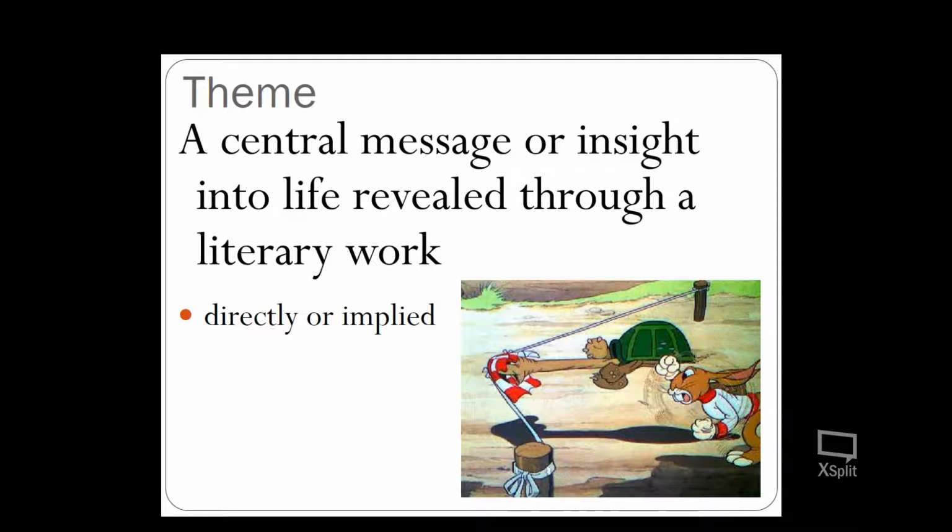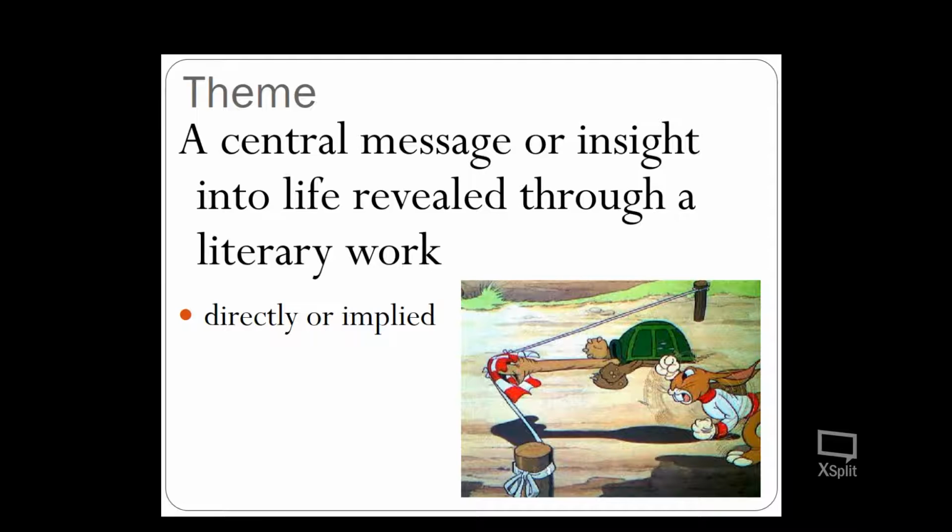Next, we have theme. Now, this is really important. A theme is a central message or insight into life revealed through a literary work. Now, this is either directly or it's implied. So like in Romeo and Juliet, it's kind of like a direct theme about like love and innocence lost, because it kind of says it in the beginning.